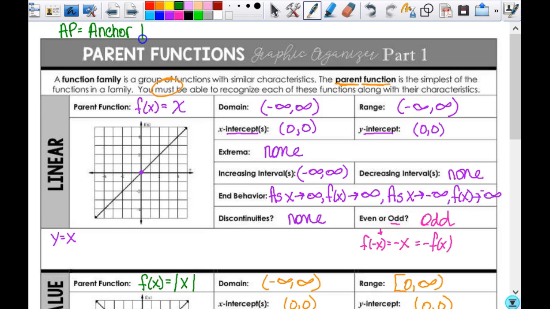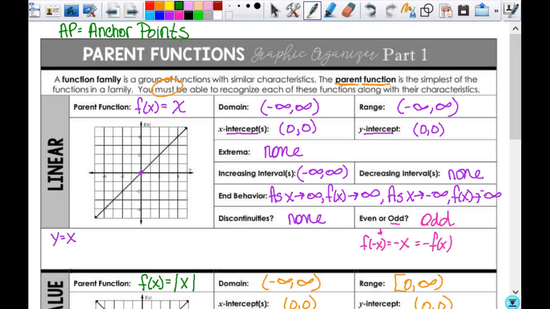Because we're going to put some anchor points on here, but I don't want to write the word anchor points over and over again. We're going to put AP, and then that way you remember what it means. Okay? I may also refer to them as key points. They're kind of the same thing. They're just the important points on our parent functions for when we do the transformations and whatnot.